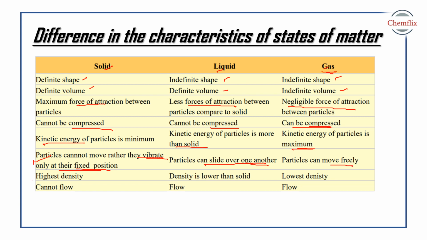Now about the density: solids are tightly packed, therefore they have high density. Liquid density is lower than solid, and the gas possesses the lowest density because there are a lot of vacant spaces in between the particles. Now solid cannot flow. Liquid can flow, gas also can flow. So these are the characteristics of different states of matter, that is solid, liquid and gases. I hope you all understood this till here.